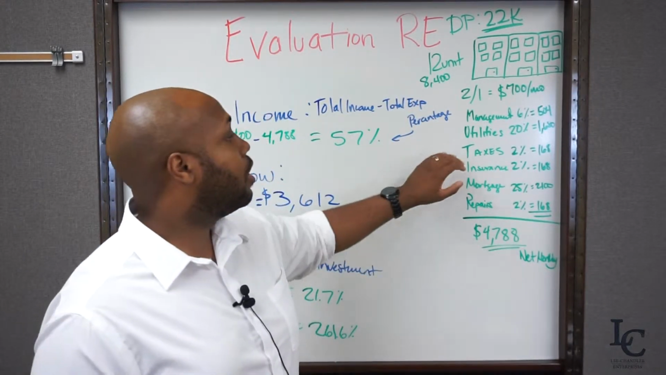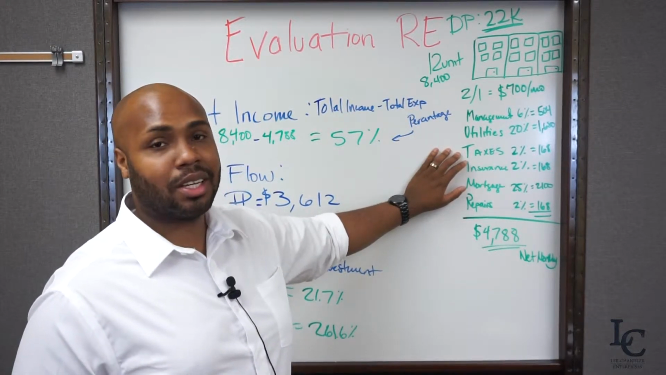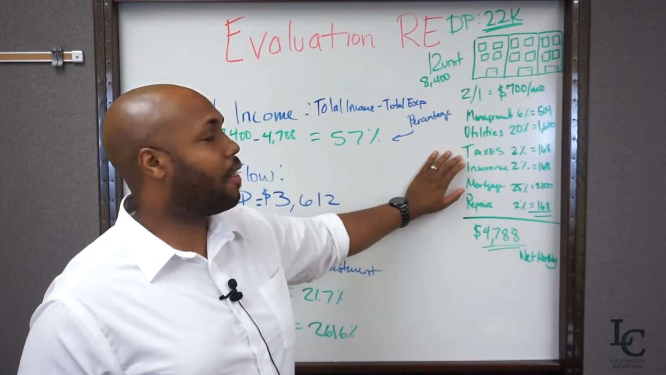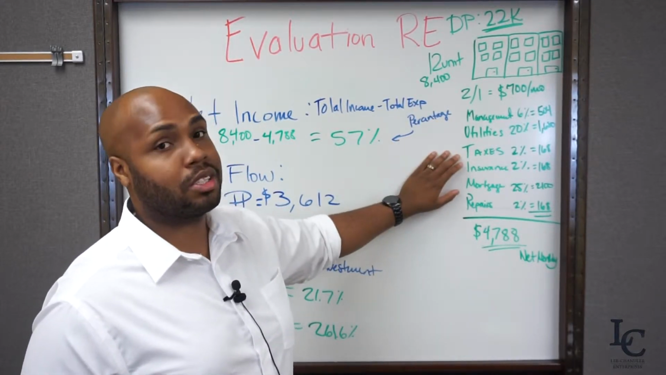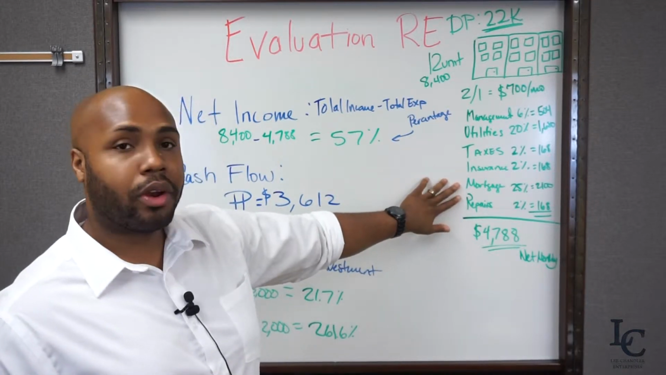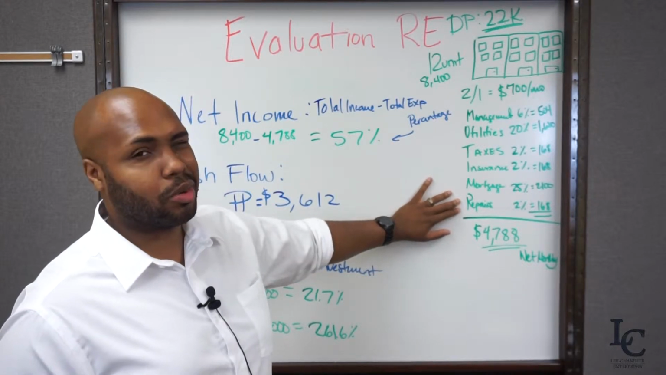Okay. Then we have taxes. Unless you have tax subsidies or grants, there's no way around it. You are going to pay taxes. 2% is us being conservative. Insurance, 2% as well. The mortgage, we're saying it's going to be 25%. And then repairs, we're saying it's going to be 2%.